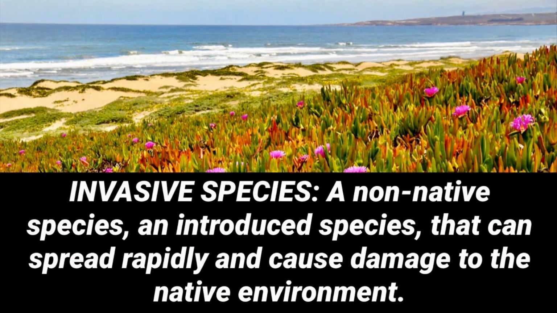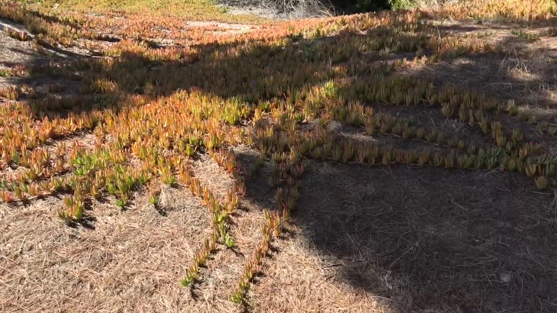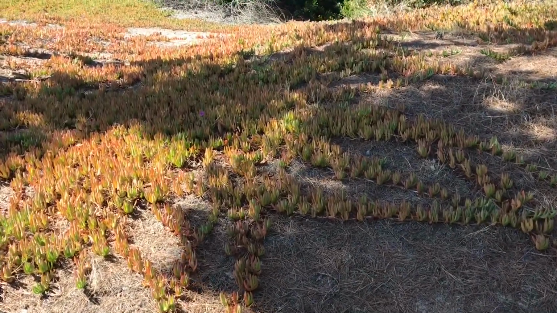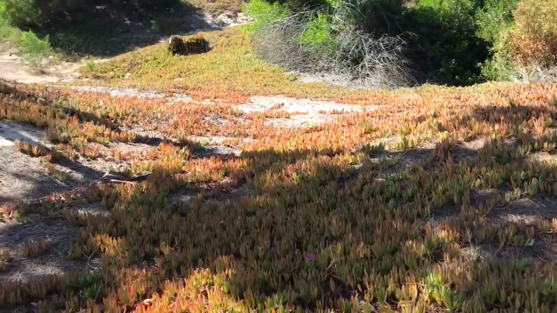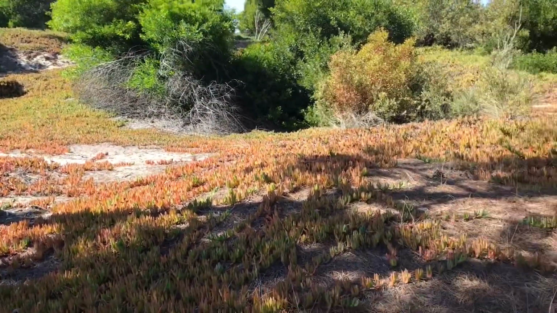Now before we move on, let's clarify what an invasive species is. An invasive species is one that is not native to a specific location, so it is an introduced species. They can spread rapidly and cause damage to local environments. What allows invasive species to spread so quickly and take over an area is that they did not evolve with other local native species. So oftentimes they have adaptations and advantages that native species did not evolve, allowing the invasive species to dominate.